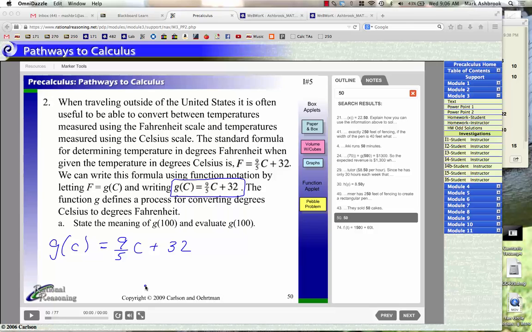Okay, so what would this mean right here? What I just wrote, that expression, g of 100. Tell the person next to you what exactly, precisely, that means. Go. What does that mean? I should hear 40 conversations.